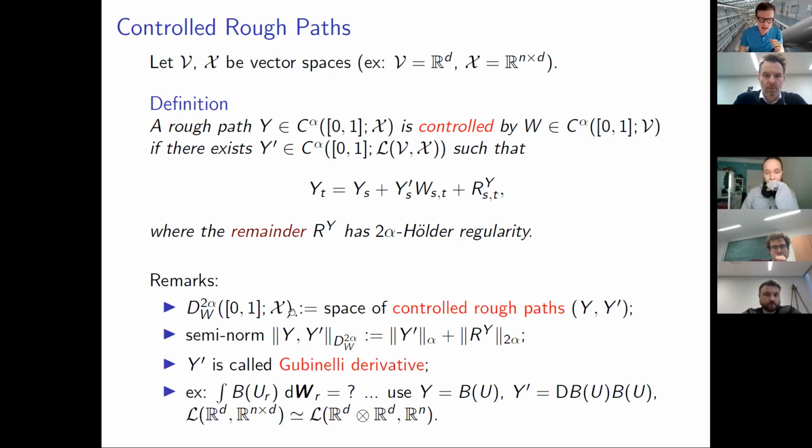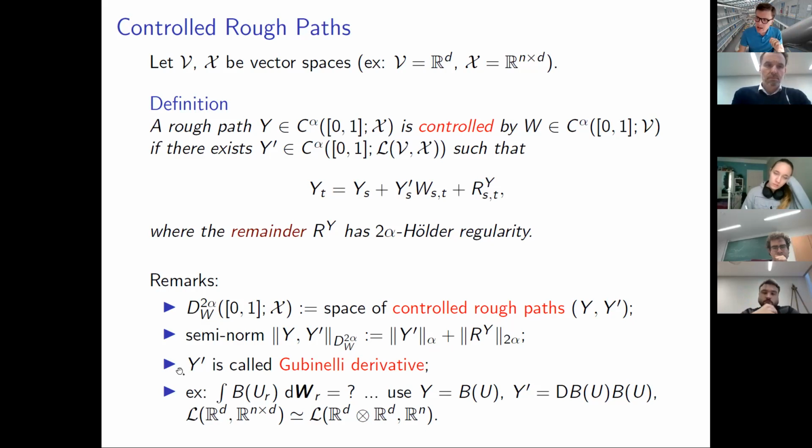A few remarks. We will denote by D^2R for W the space of controlled rough paths, so all the paths that are controlled by W. There's a semi-norm that you can define that's basically measuring the rough path. You can also make this into a norm if you put in the right initial condition and so on. But roughly speaking, there are sufficiently nice semi-norms or norms on this space of rough paths, these path spaces.